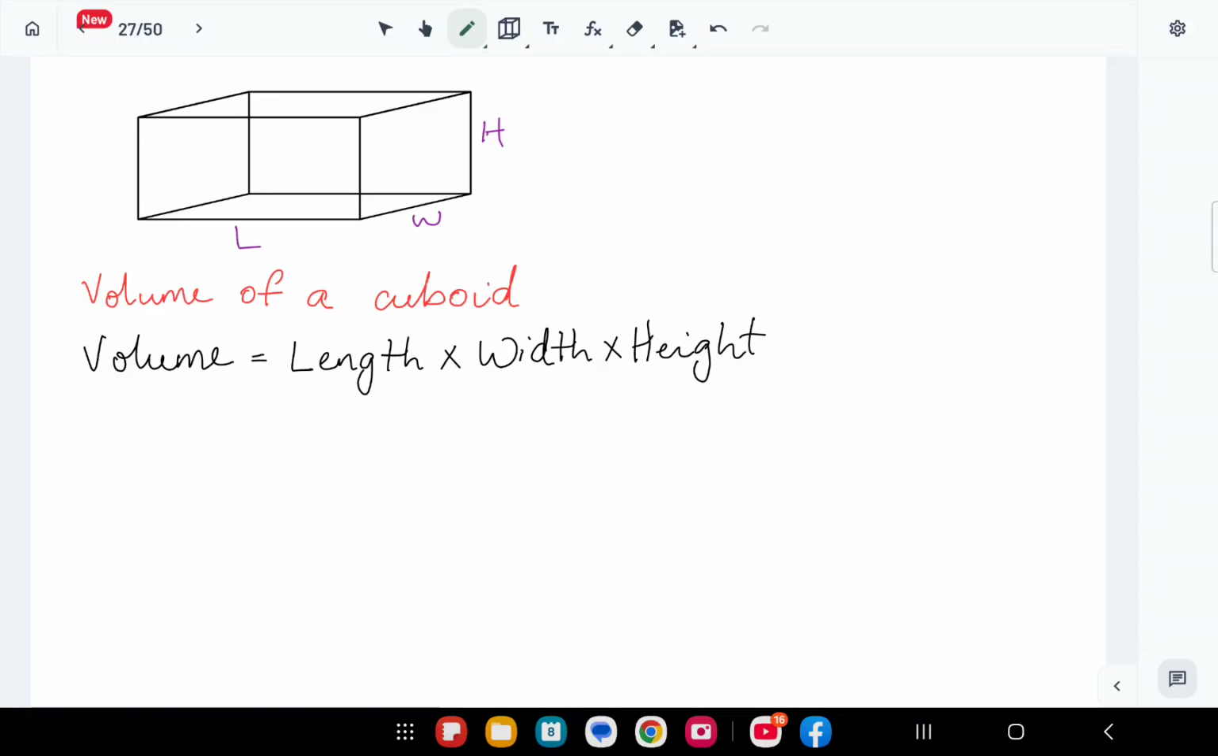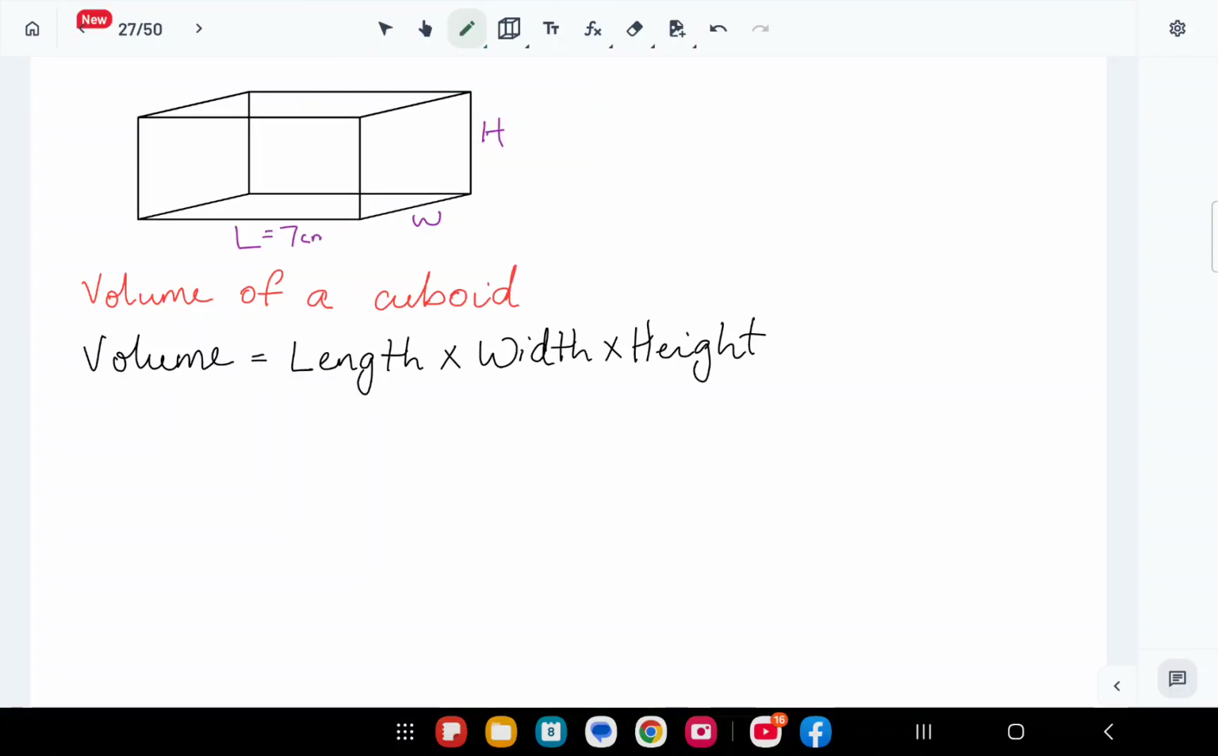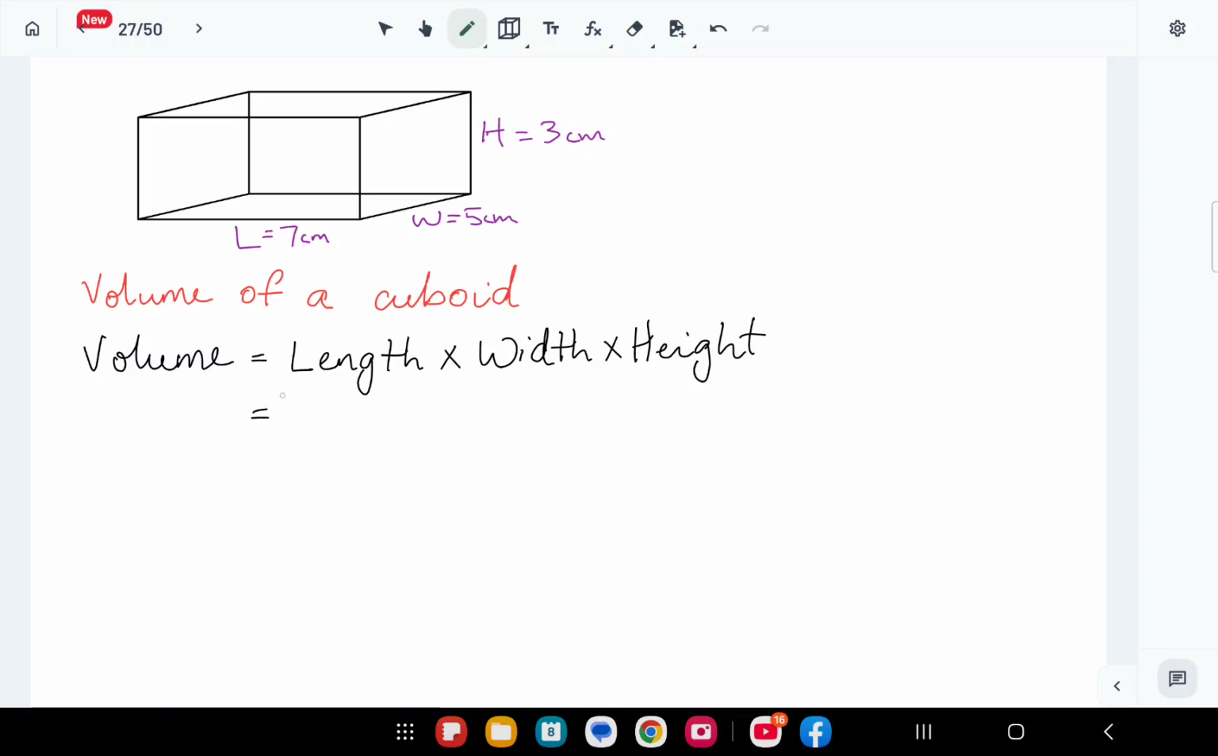So let's use an example. Let's say using this cuboid we have on top here, the length was 7 centimeters, the width was 5 centimeters, and the height was 3 centimeters. So plugging in now these values into the formula, it would be 7 centimeters multiplied by 5 centimeters multiplied by 3 centimeters.